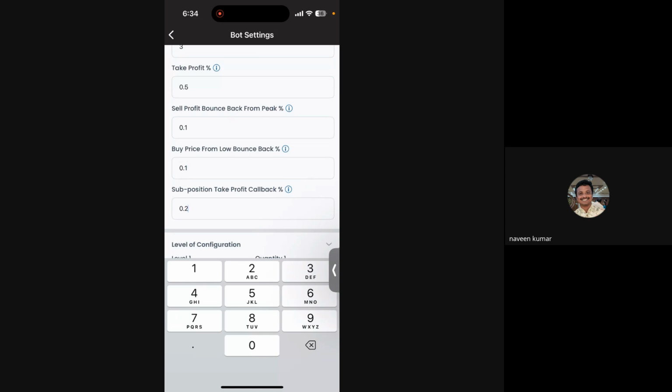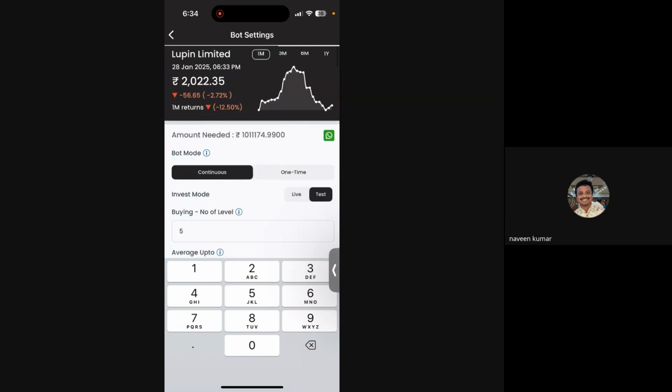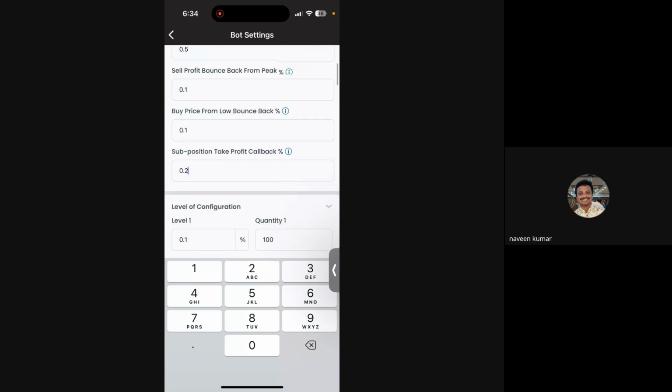So usually whenever you go for a bot setting, it is good to go with 0.2% sell profit bounce back and buy profit bounce back also, because whenever the stock is falling, a stock like 2000 rupees, you can always have a bounce back of 0.2% from the peaks to buy it and to sell it as well.